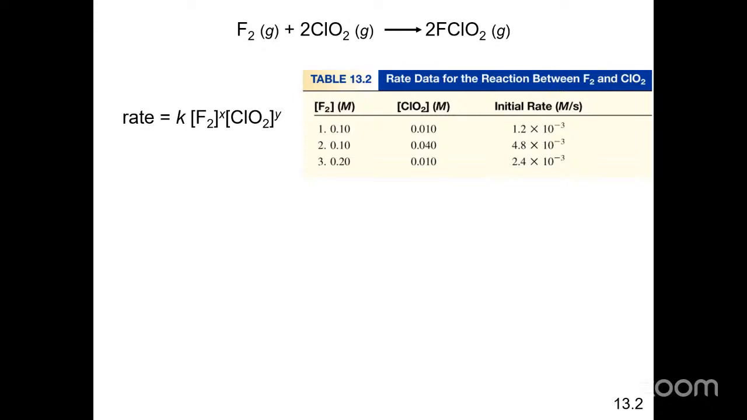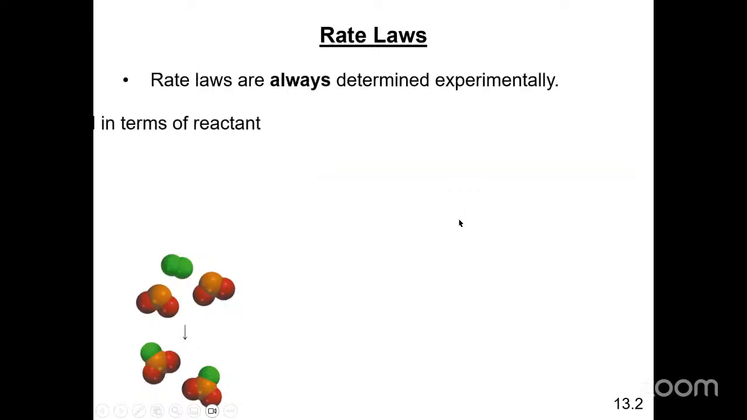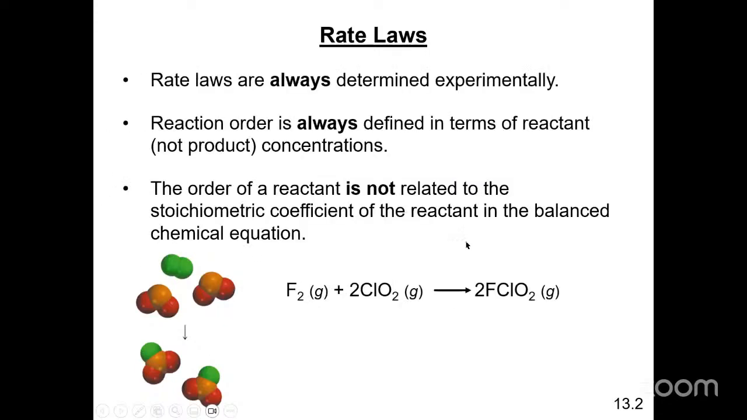So the only way you can determine the orders of the reaction is by way of the type of calculations we just did, if you're given the data, all right? So those are three important things you need to be aware of when it comes to rate laws. And this is just basically stressing what I just said in the example of the reaction between fluorine and ClO2, right? Clearly, there's no similarity between the coefficient of ClO2 and its order in the rate law.